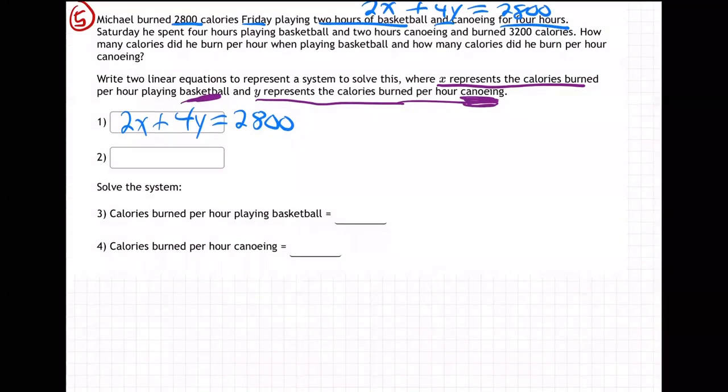And then the second equation, 4 hours basketball, that's 4X, and 2 hours canoeing, and that's 3,200 calories. 4X plus 2Y is 3,200 calories on that one.